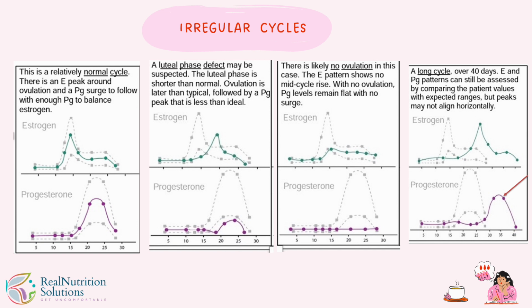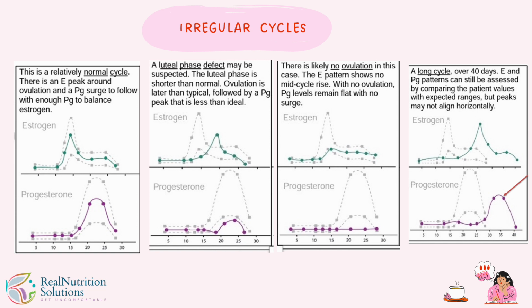Okay, so I hope I did a good enough job to explain this. Again, just a quick refresher: in the first scenario, we have a normal menstrual cycle. We see that elevation in estrogen followed by that response in progesterone. In the second scenario, you see a luteal phase defect. We have ovulation occurring, but we have a very minimal response in progesterone, which could lead to pregnancy, but not maintaining the pregnancy.